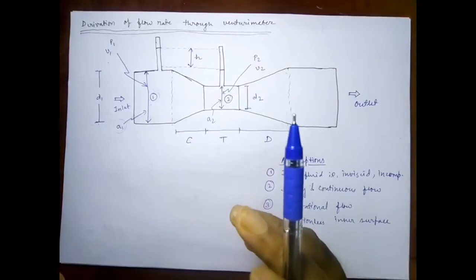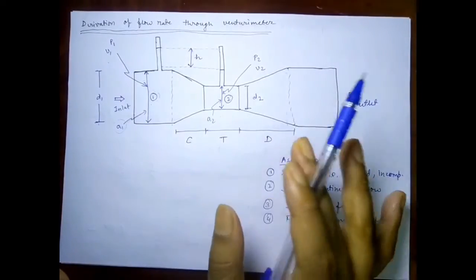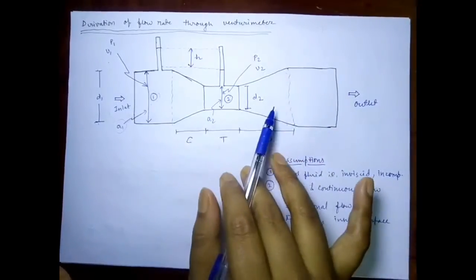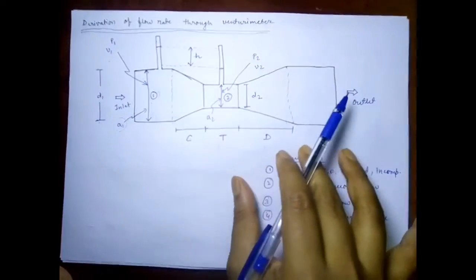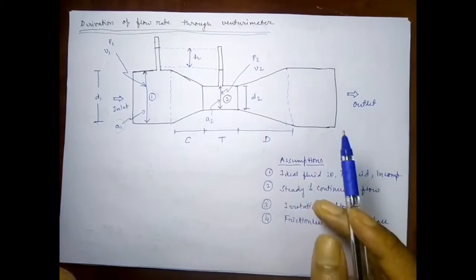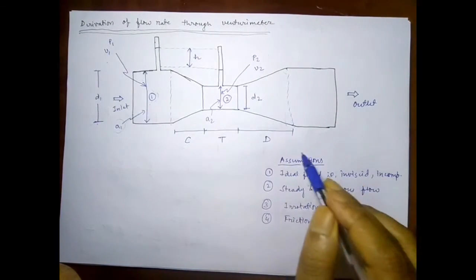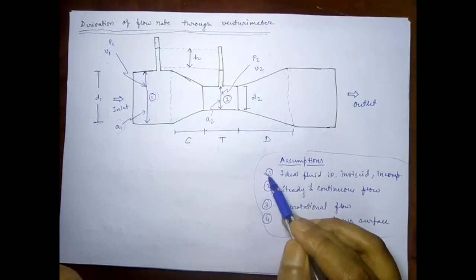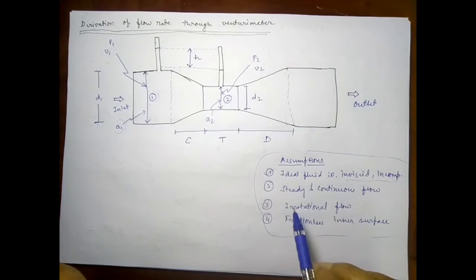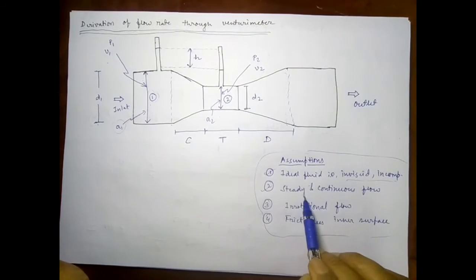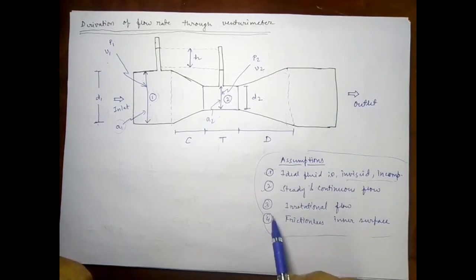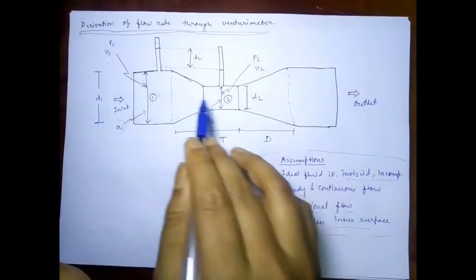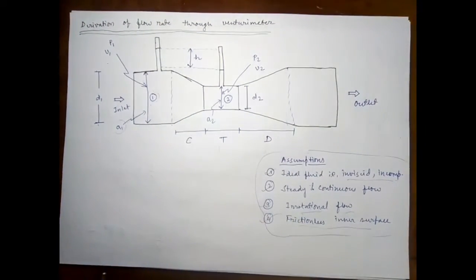So as you know, in Bernoulli's theorem, in an incompressible ideal fluid, when the flow is continuous and steady, the sum of the pressure energy, kinetic energy and potential energy will be constant along a streamline. So there are some assumptions based on Bernoulli's equation. First, the ideal fluid that is inviscid and incompressible. Secondly, it is steady and continuous flow. Thirdly, it is irrotational flow, and fourthly, the inner surface is considered frictionless.